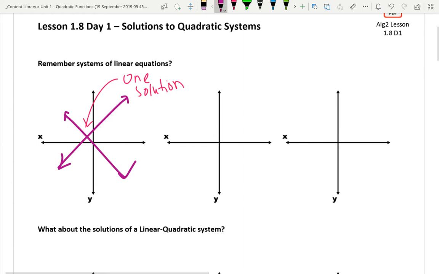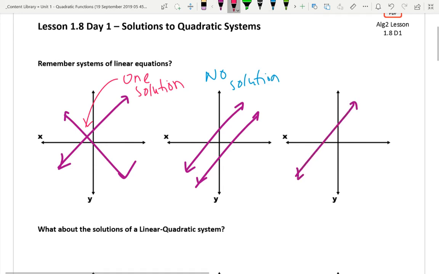Some other options that showed up when we did this, we had two parallel lines, which in that case, we said that there was no solution. And there were a couple of times when we had lines that overlapped one another perfectly, more perfectly than this, and we called that infinitely many solutions. So we're familiar with the idea of systems already when it comes to linear equations.